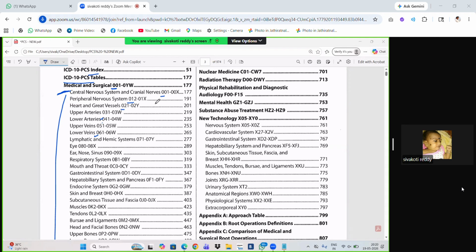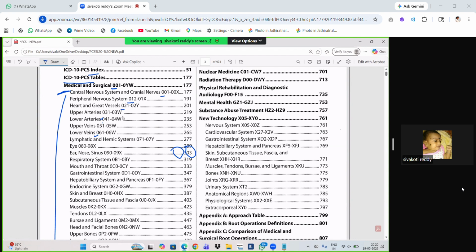Suppose your procedure is related to the central nervous system. How will the procedure start? 00. So central nervous system means what body parts do you get? Brain and spinal cord, and cranial nerves. If they perform any procedure on the brain or spinal cord, your procedure starts like 00. Then peripheral nervous system, extremities nerves, 01.